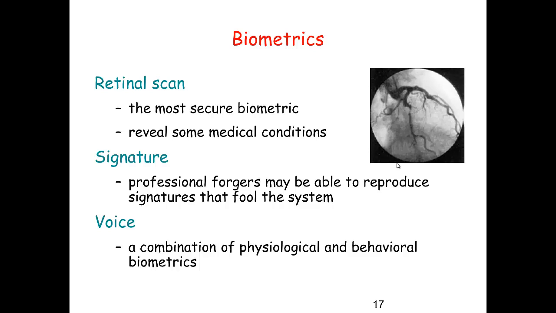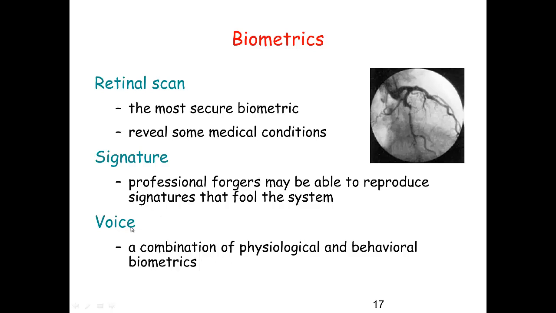Besides the biometrics we talked about above, there are more other biometrics. For example, the retinal scanner is the most secure biometrics, but it reveals some medical conditions. Another biometric is signature. For this one, you can just use the hand to sign to get your signature, then use it as an authentication way. But the shortcoming of this biometrics is that professional forgers may be able to reproduce signatures for the system.